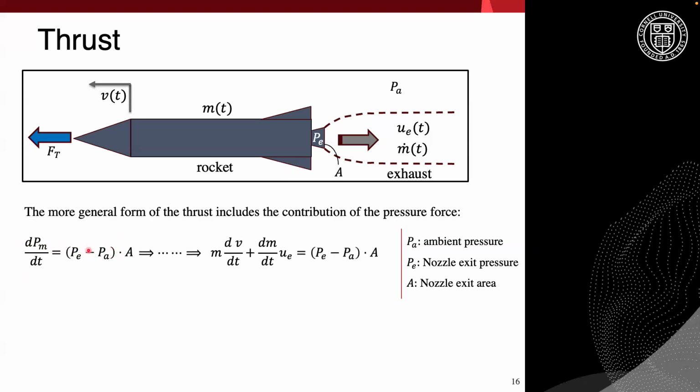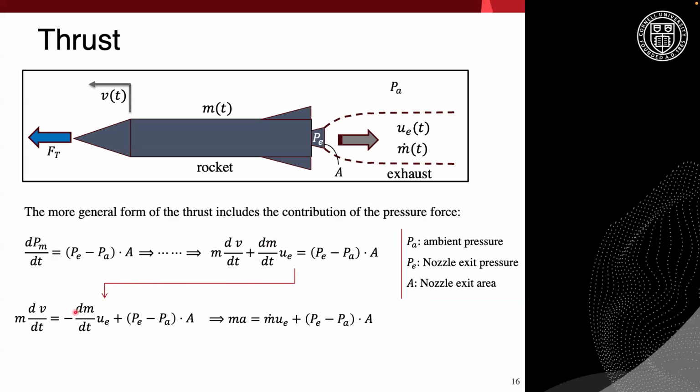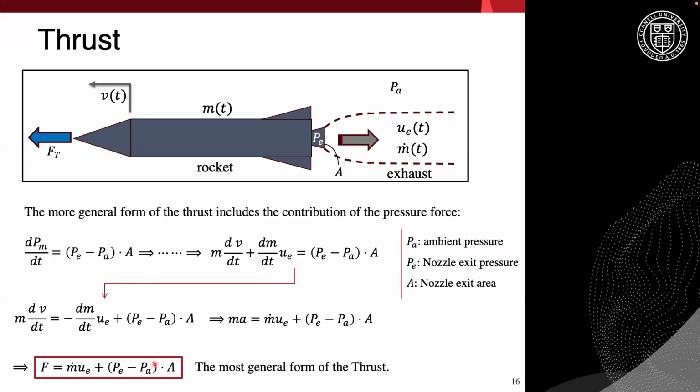And after the same derivations that we did earlier, we will get this equation, but instead of having 0, we will have this pressure force. So we can take dm/dt ue to the other side of the equation, and then we can replace minus dm/dt by m dot. And we replace dv/dt by a, and then we get ma, that is the force. So we can write that the thrust is equal to m dot ue plus the pressure force. And this is the most general form of the thrust.